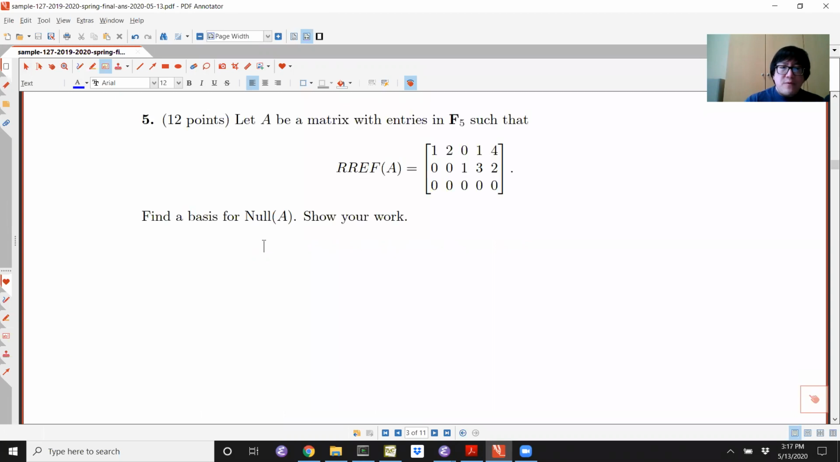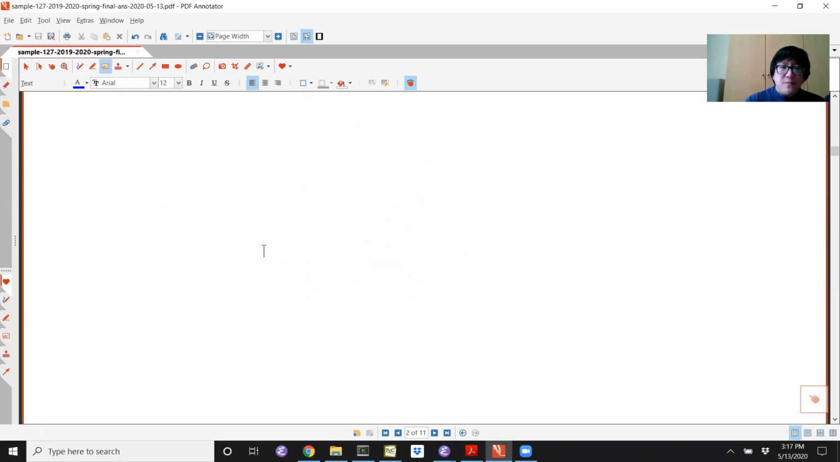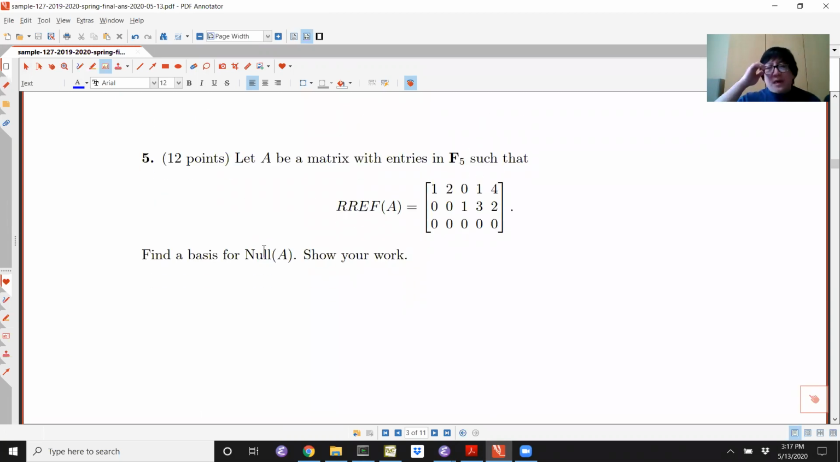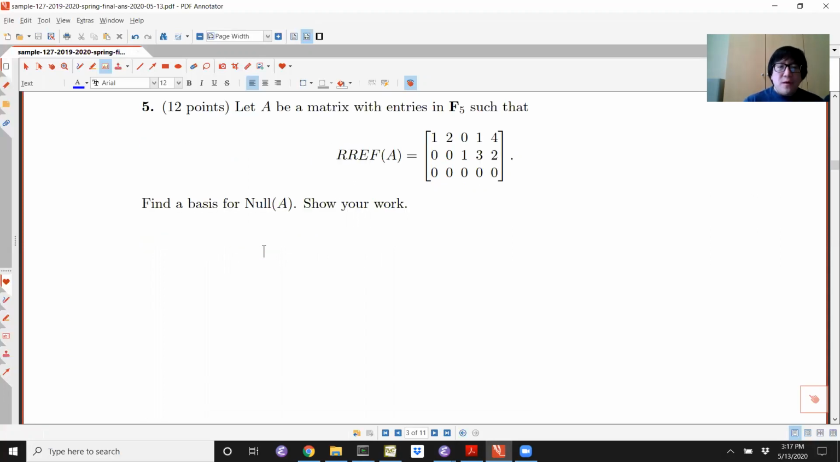So that was problem number 4. Oh, problem number 5. Okay. So problem number 5: let A be a matrix with entries in F5 such that the reduced row echelon form of A is 1 2 0 1 4, 0 0 1 3 2, and then a row of zeros. Find a basis for the null space of A and show your work.